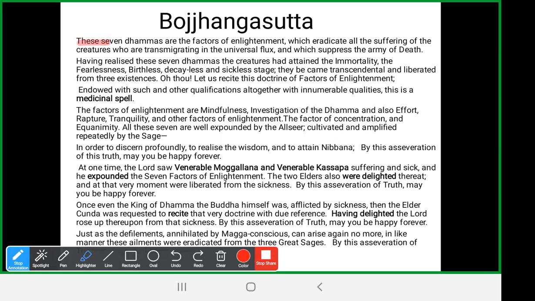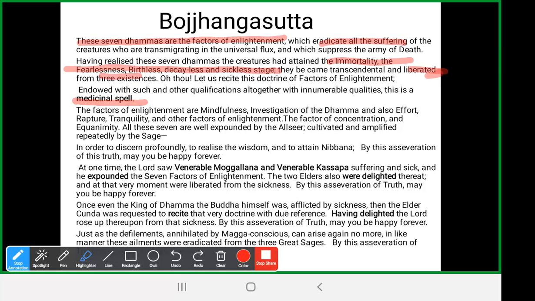It starts with the 7 factors of enlightenment, which can eradicate all suffering. After you realize this Dhamma, they attain the deathless, fearlessness. This means that they attain Nibbana, and they are liberated from samsara. And this is called medicinal. You can see the word medicinal spelled out.